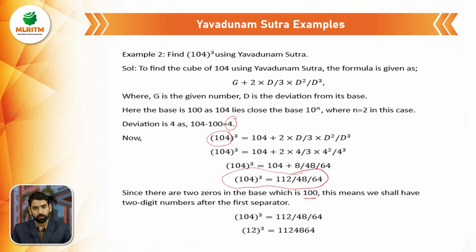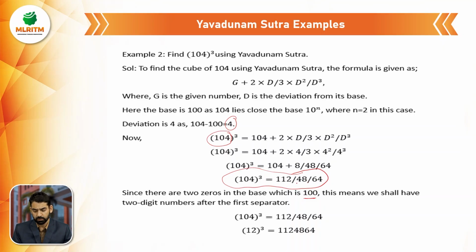That is why, after the first separator, if there are numbers having more than 2 digits, we have to make it a single digit number and move the other digits to the left. But here there is no problem, as you can see clearly that 48 is a 2-digit number and 64 is again a 2-digit number. And if we see the base, which is 100 in this case, it has 2 zeros, so there is no problem. We can go with this formula and we have nothing to move here.